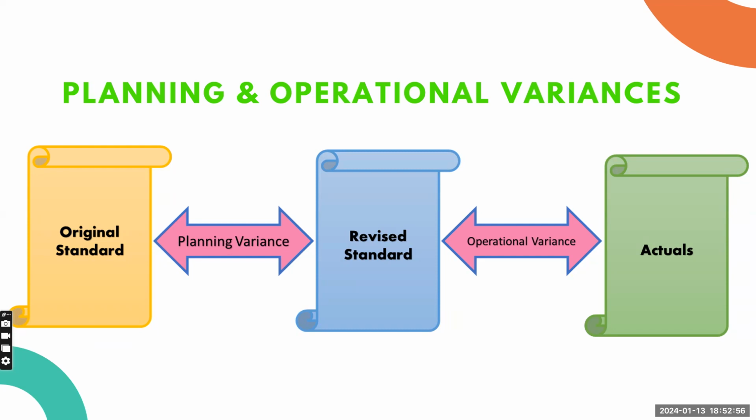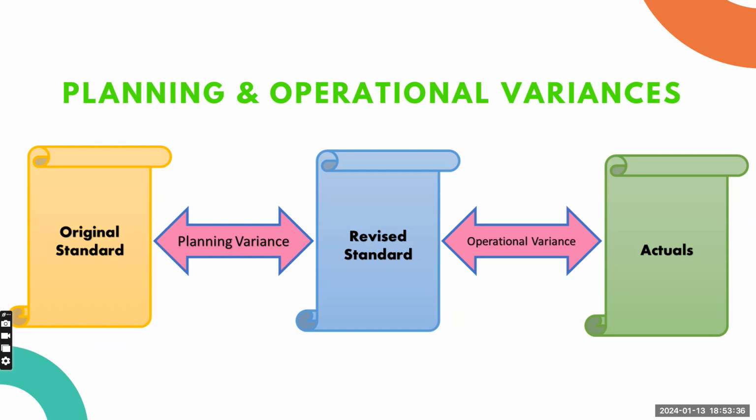Now imagine this is 2024. Before commencing 2024, we had the original standard. Back in 2023 September we prepared a budget. This is our standard cost. For 2024 we prepare a standard, the original standard. Once you begin 2024, the situation seems to be different. So you have to revise the standard. So you make a revised standard. Then we have the actuals, which you will get at the end of the 2024 year.